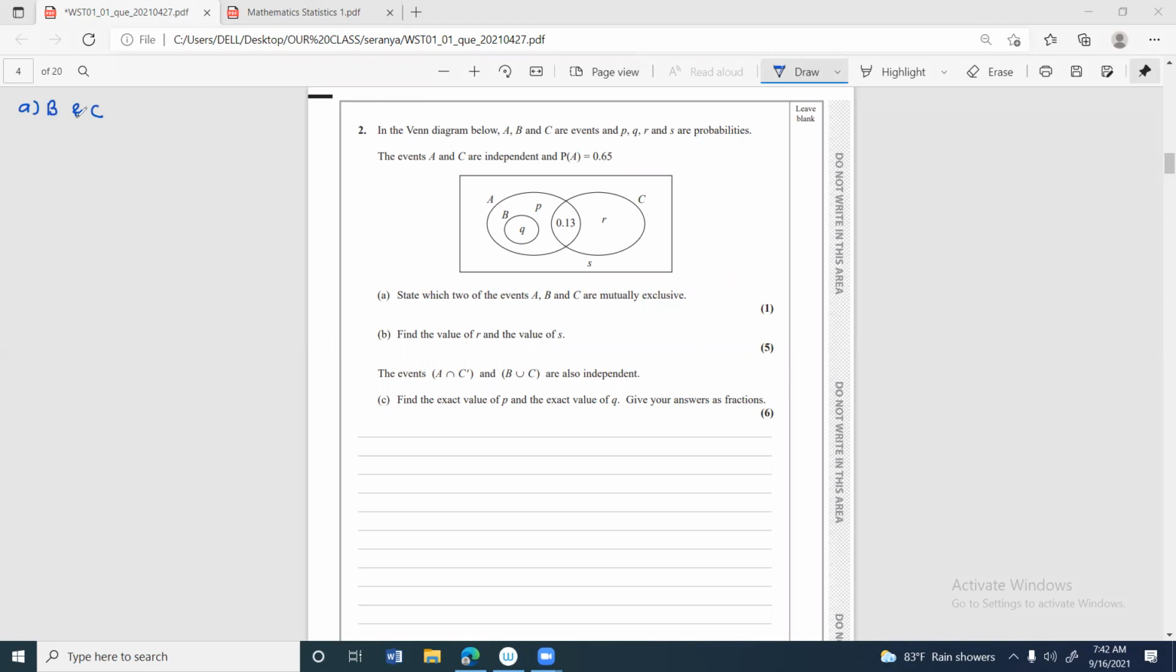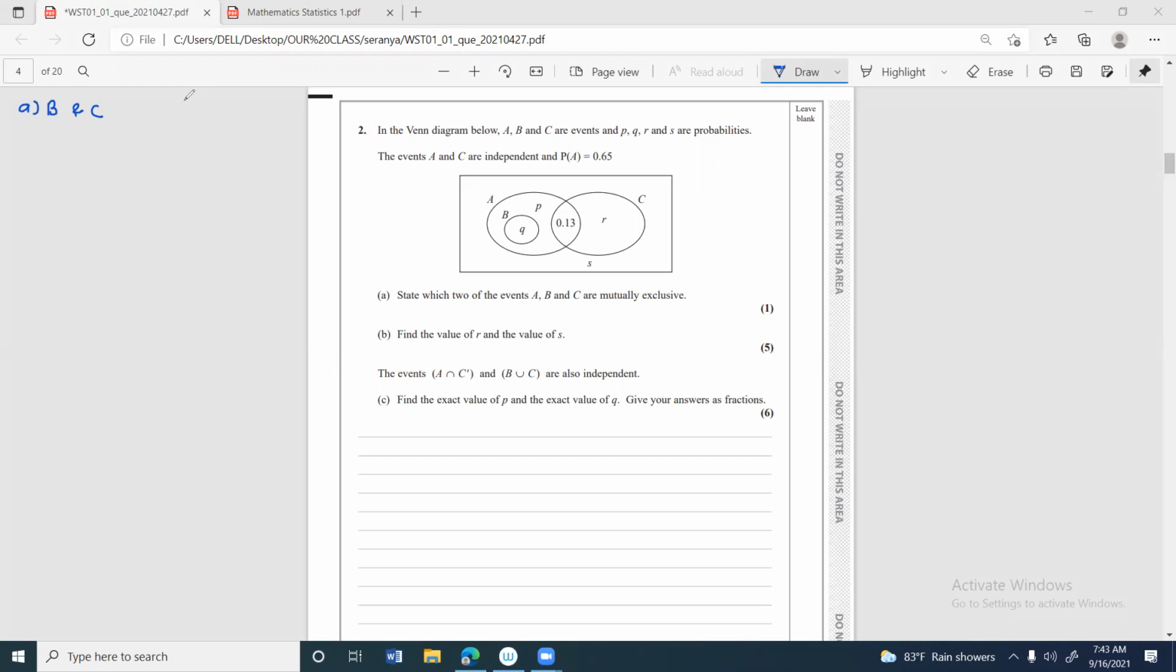You have to understand that sometimes some students get mixed up with mutual exclusiveness and independency. For mutual exclusiveness, the events cannot happen at the same time. But for independent events, they can happen at the same time, but those events are not related to each other. Right?